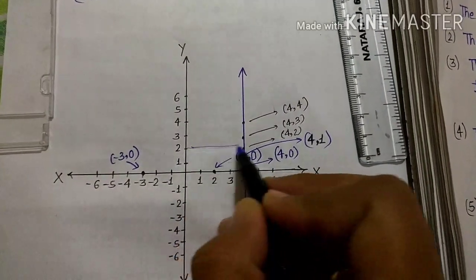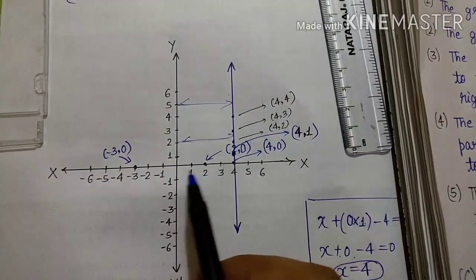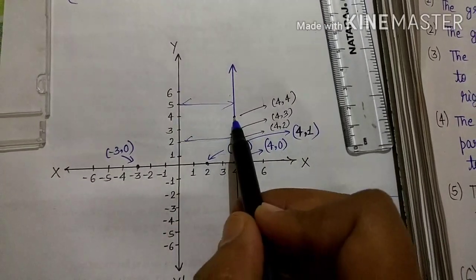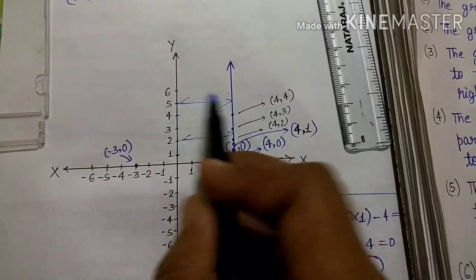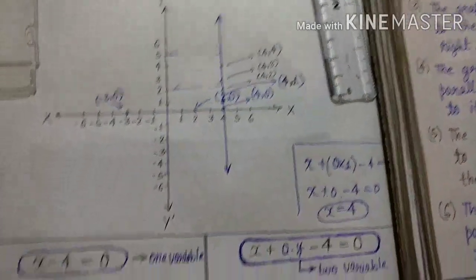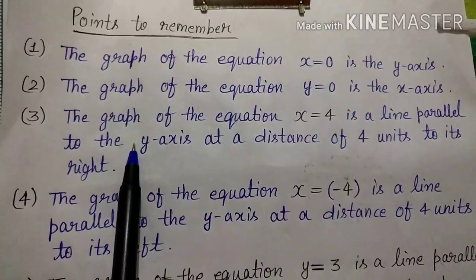See, this is parallel. Okay, at how much distance? At a distance of 4 units. See this one, 4 units. From here to here 4 units, from here to here also the distance is 4 units, you can match also, 4 units. Okay, so we get a line which is parallel to the y-axis when the x value is given and the y value is 0. Okay, so this point says this thing only, third point.